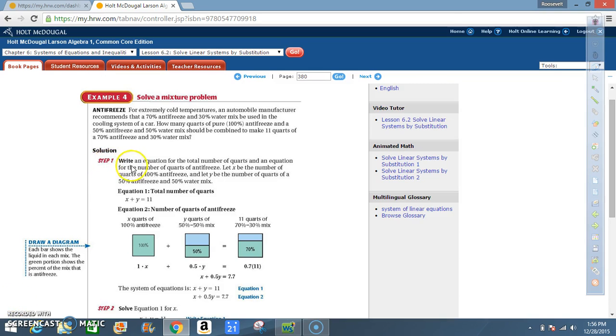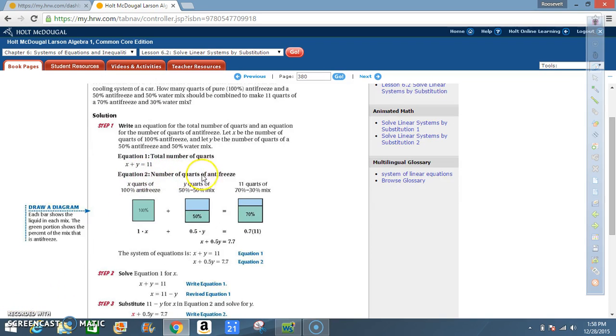Solution. Step 1. Write an equation for the total number of quarts and an equation for the number of quarts of antifreeze. Let x be the number of quarts of 100% antifreeze, and let y be the number of quarts of a 50% antifreeze and 50% water mix. Equation 1. Total number of quarts. That's going to be x plus y is equal to 11.